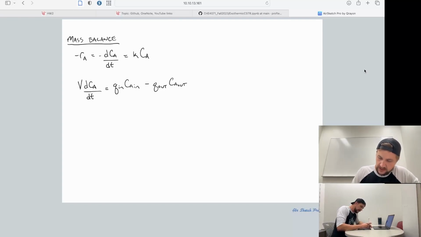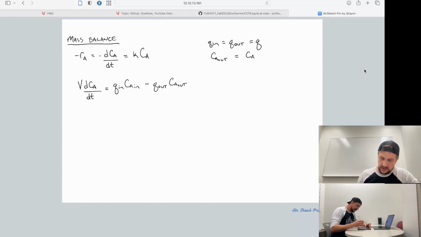Now, a thing to consider here is that at steady state and with an overflow, our Q in equals our Q out, so we can just call this Q. Another thing is that our CA out, due to the tank being perfectly mixed, is just equal to CA. This then leads us to being able to divide by the volume, which is a constant here. And so we have our concentration of A with respect to time. Actually, I'm going to move this down here, I'm going to run out of room.